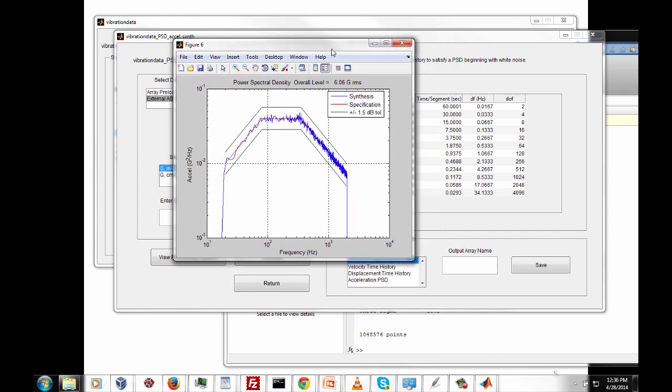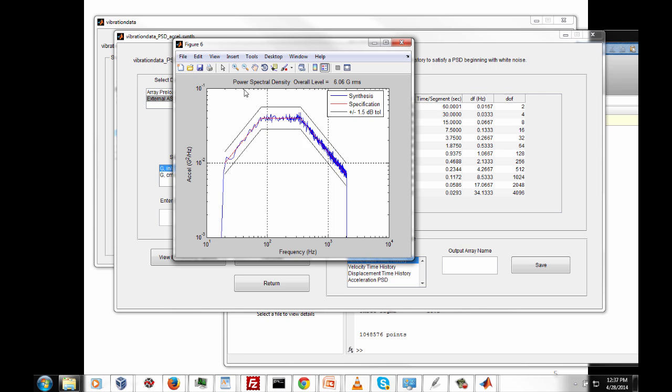And then here's our verification step. So what I've done is taken our navmat PSD, and that's the red line here. That's what the software program plots for us, I should say. Then these tolerance bands are plus and minus 1.5 dB, so fairly narrow tolerance bands. And you can see that the resulting synthesized signal, the blue curve, is well within the tolerance bands. So it looks like we have a good synthesis here.